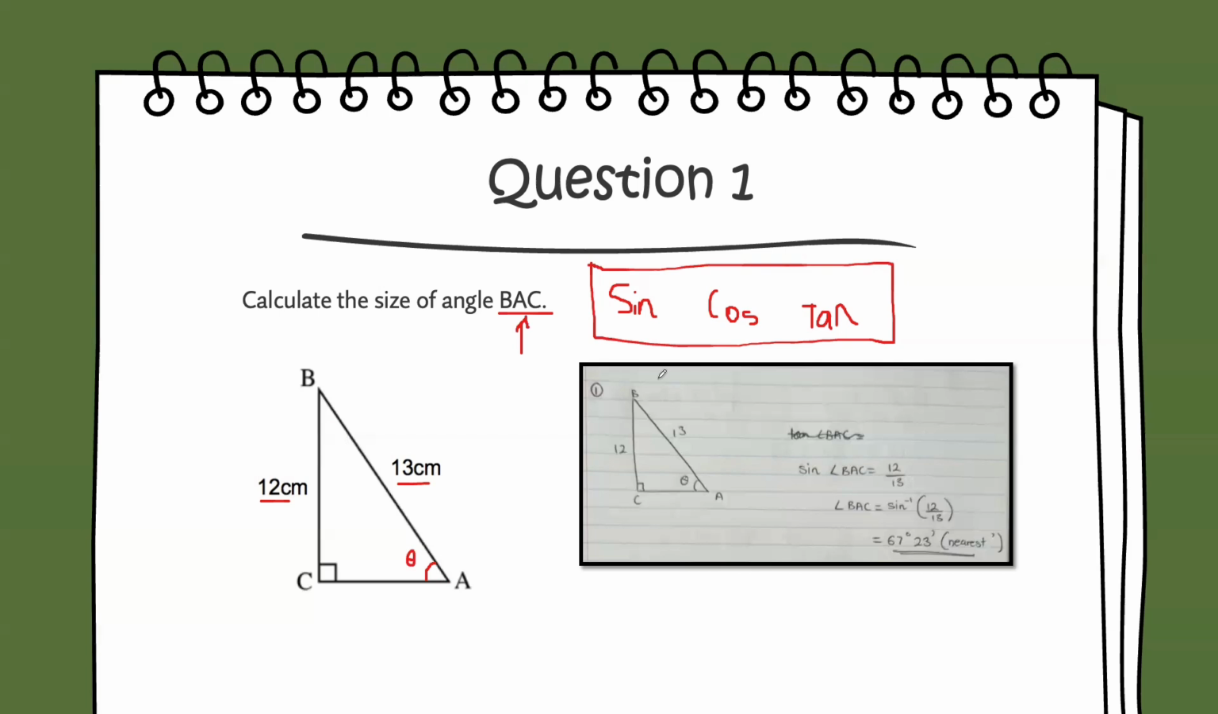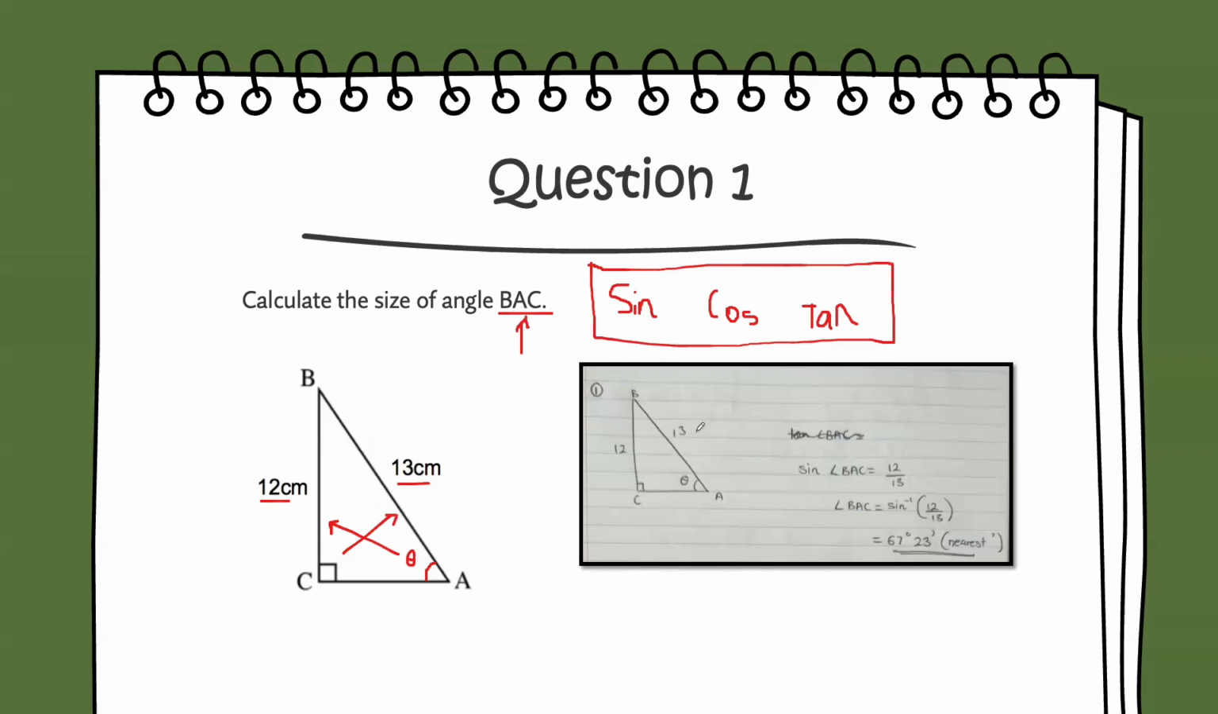Now we look at the information that we're given. We want to find out what this angle is, and we do that by using the information on this length. So what information do we have? We have the length that is opposite this angle, and we have the length of the hypotenuse.